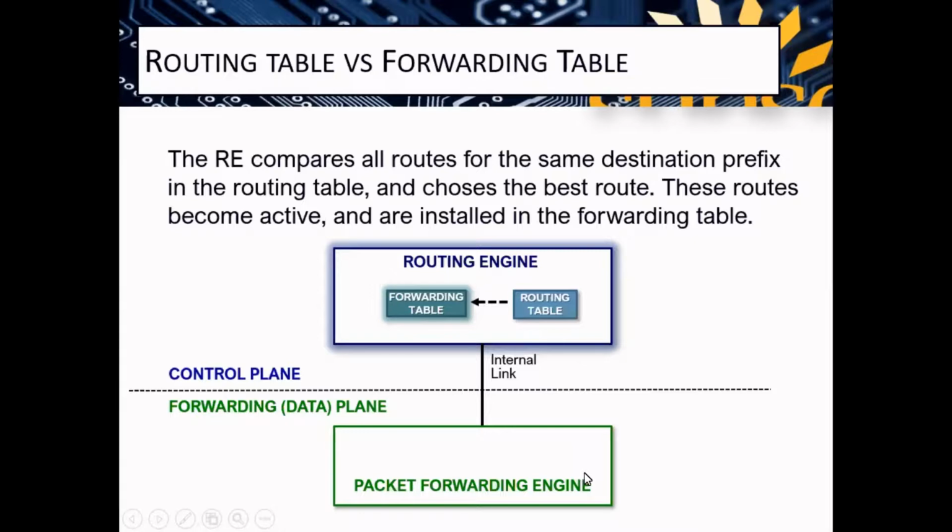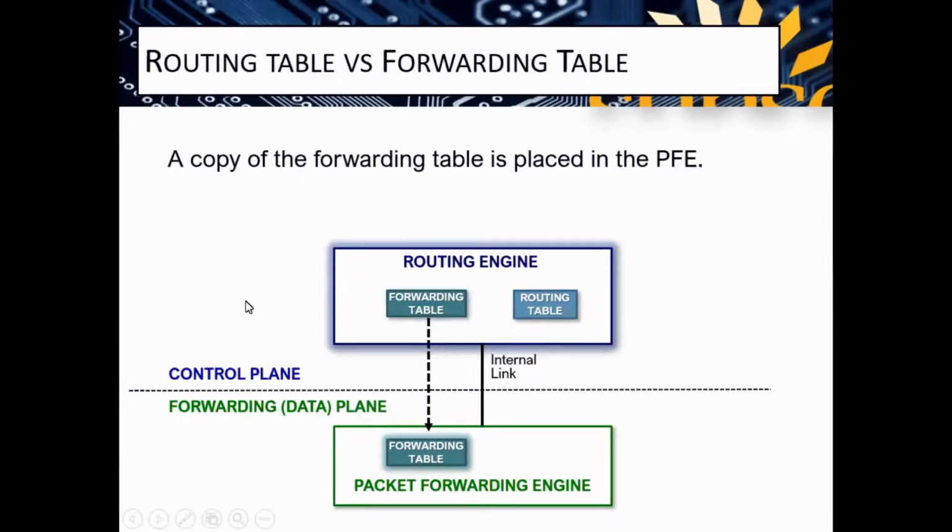So for example, if there is a route for 10.1/16 that was learned from OSPF, and another route for that same prefix, 10.1/16, that was learned from BGP, the OSPF route is going to be chosen based on the preference value. So that route becomes active, and it's going to be installed in the forwarding table. So you can think of the forwarding table as a subset of the routing table.